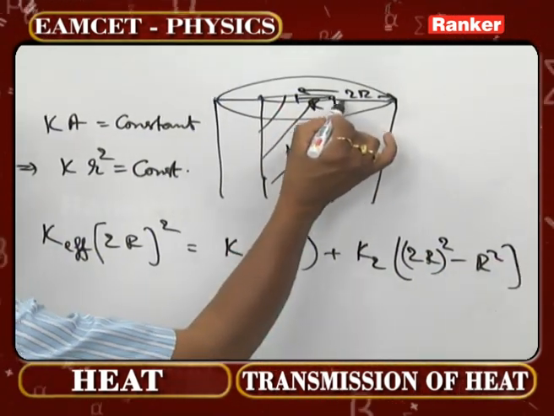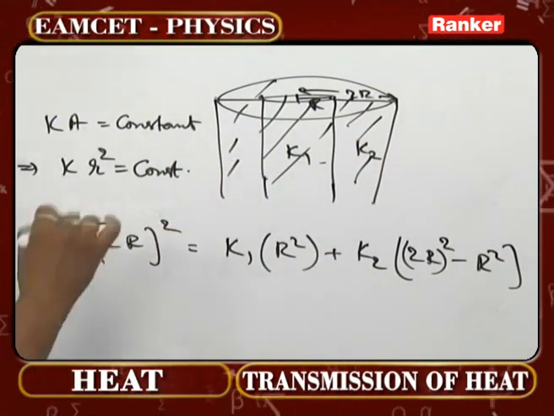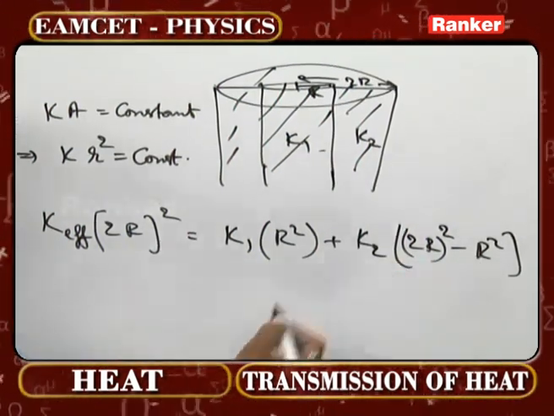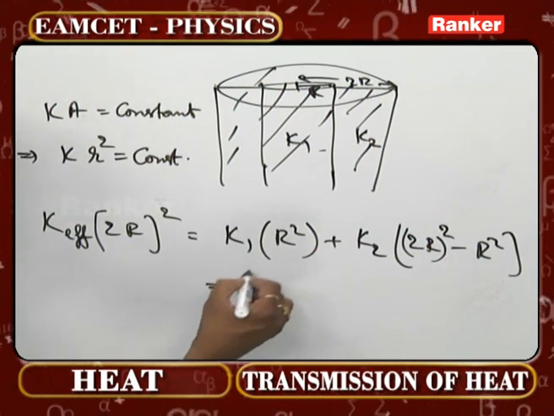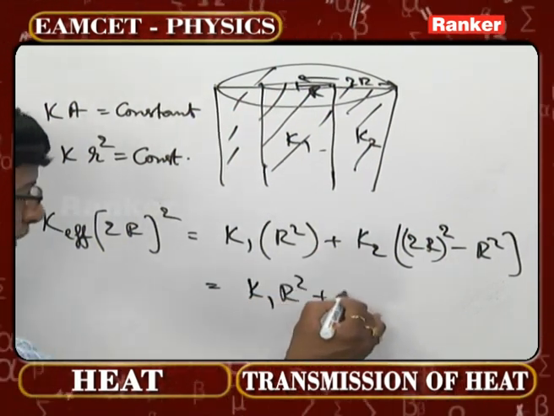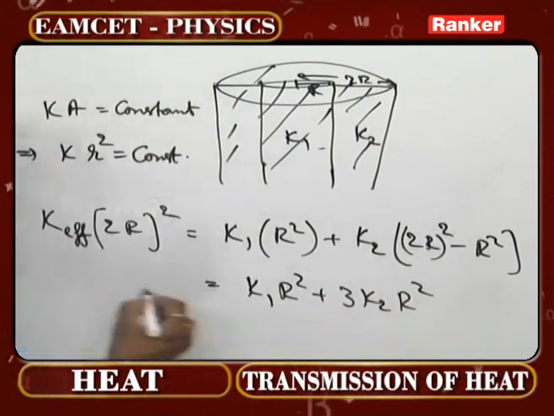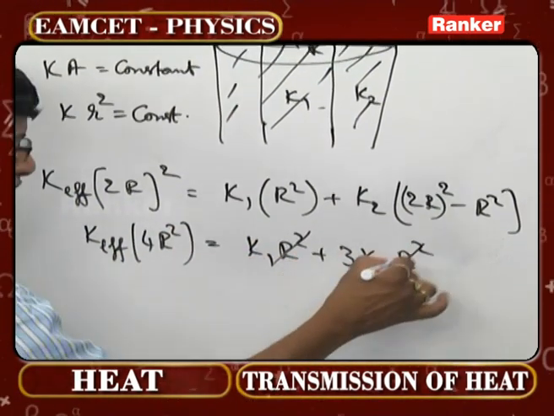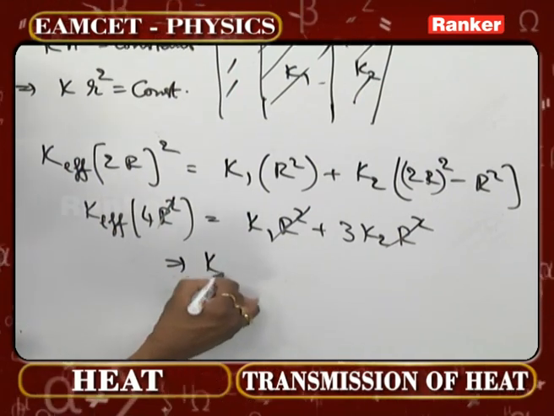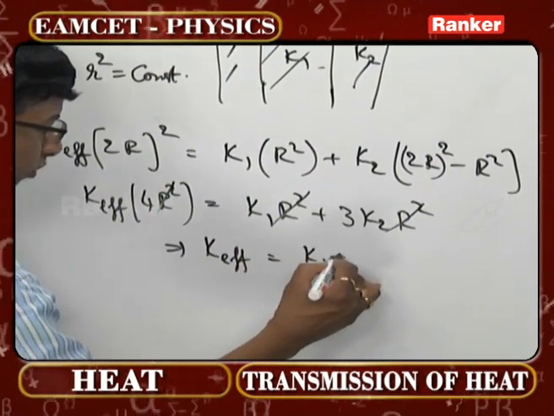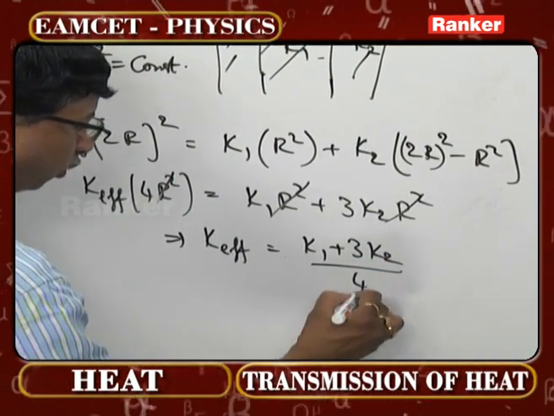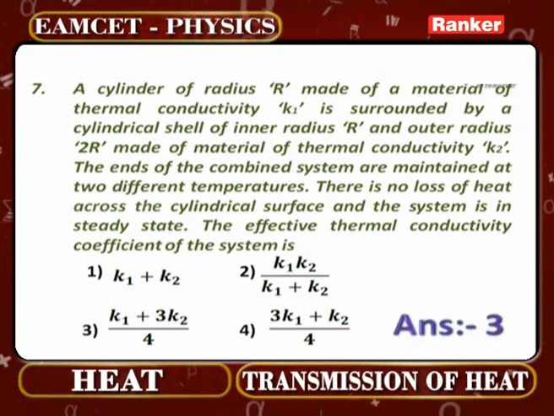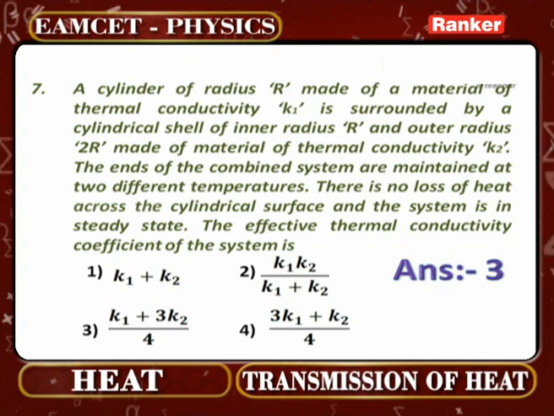Why? Because only this much portion you are finding as the external cylindrical shell there. Therefore, how much will its value be now? 4r square minus r square, that now becomes 3r square. So K1 into r square plus 3K2 into r square is equal to K effective into 4r square. Throughout this equation, r square you can cancel. So what will be the value of effective K here? K1 plus 3K2 by 4. Just look at the options there. K1 plus 3K2 by 4. That means the third option must be the correct option for this question number 7.